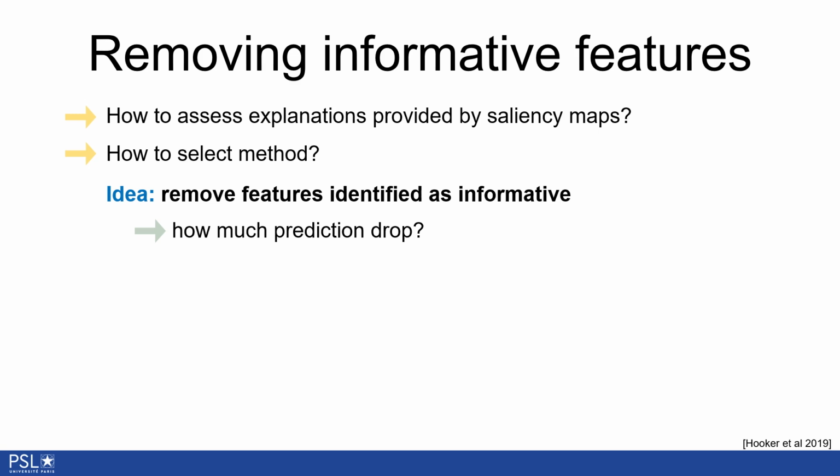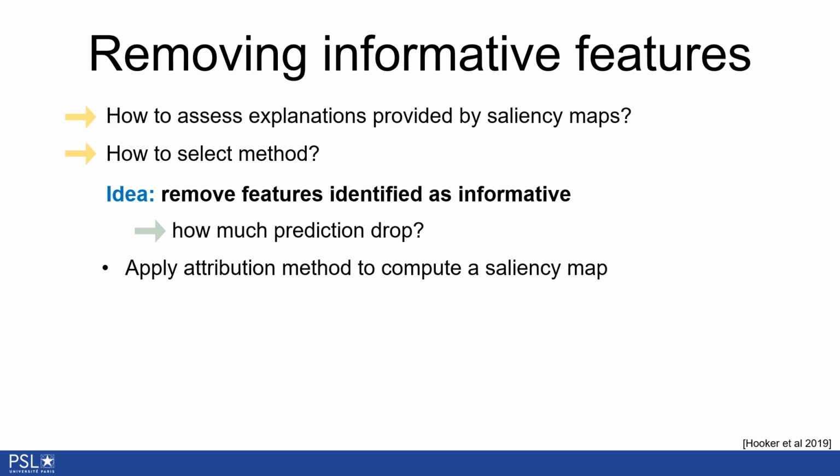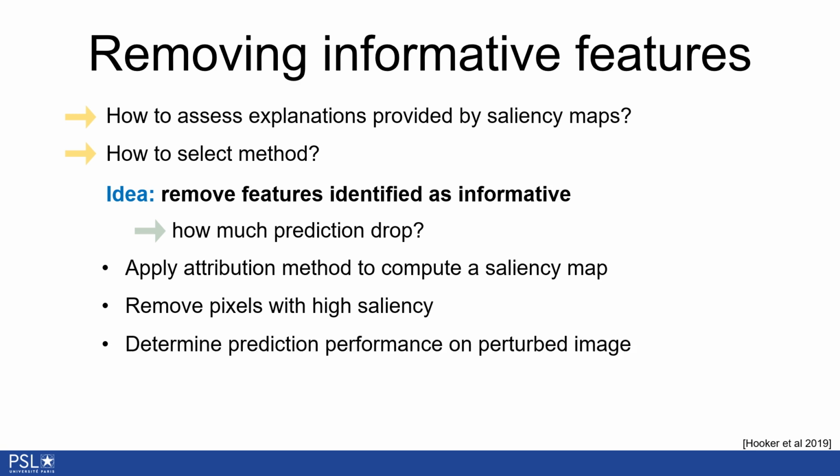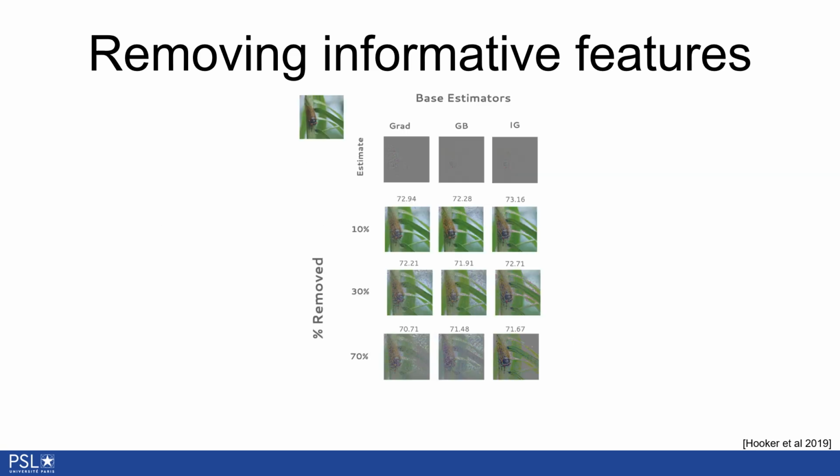More specifically, their approach consisted of 3 steps. First, apply a specific attribution method to compute a saliency map. Then use this saliency map to remove pixels with high saliency from the original image. Finally, determine the prediction performance on this perturbed image. An important technical detail is that in this study they retrained the models after removing the informative features from the images to give the chance to the models to identify new features. Here is an illustration of this approach taken from the original paper.